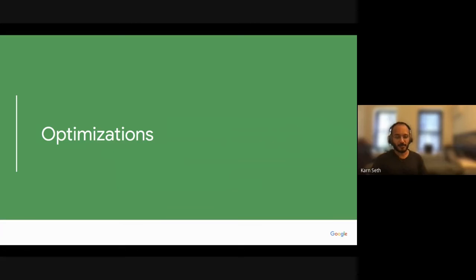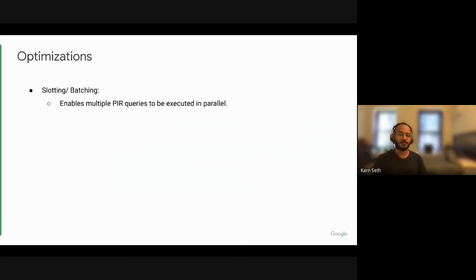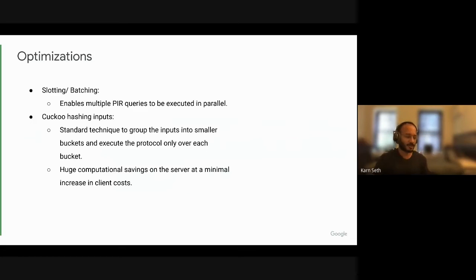And there are some important optimizations that are needed in order to make this efficient. We use some standard optimizations that have been used for PIR and PSI separately, but we put them together. The first is slotting or batching, which allows PIR queries to be executed in parallel. And the second is to use a kind of cuckoo hashing technique from the PSI literature, which has the effect of greatly reducing the server computation.